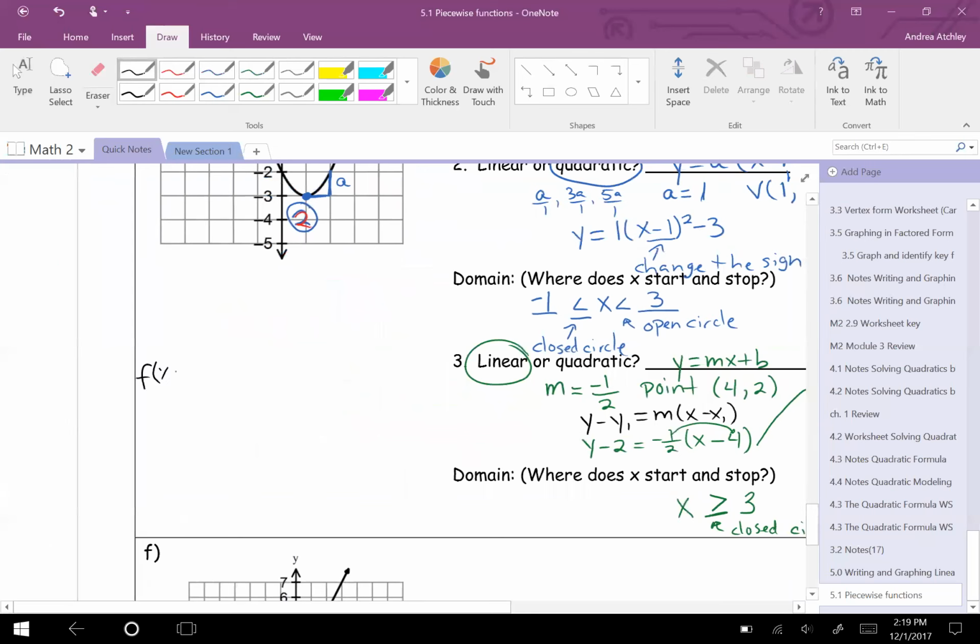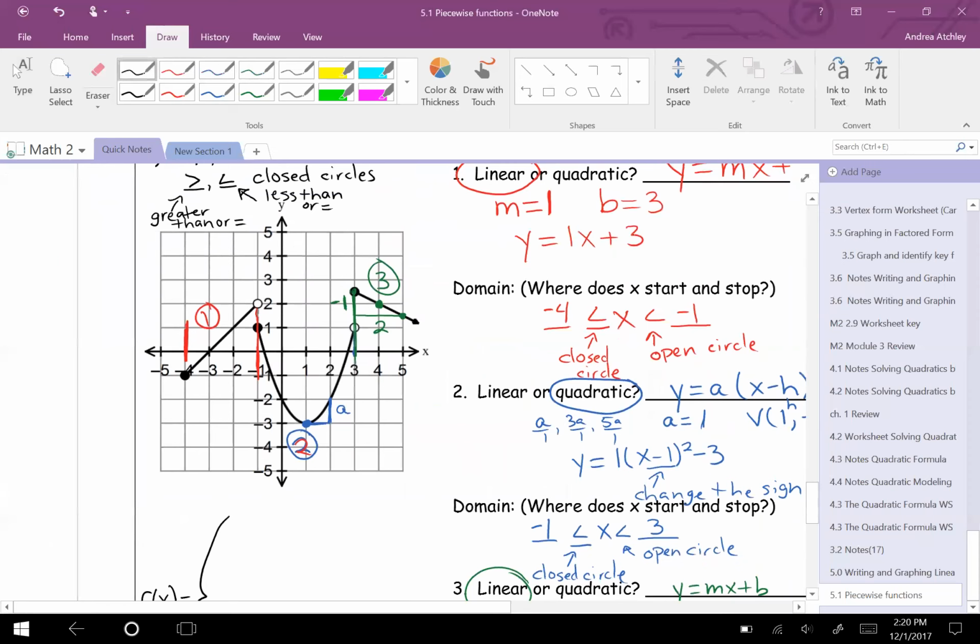F of x equals our big bracket. You start with the first equation we found, which was the 1x plus 3. And you just take that beginning part, x plus 3, semicolon, and the domain. Negative 4 is less than or equal to x is less than negative 1.